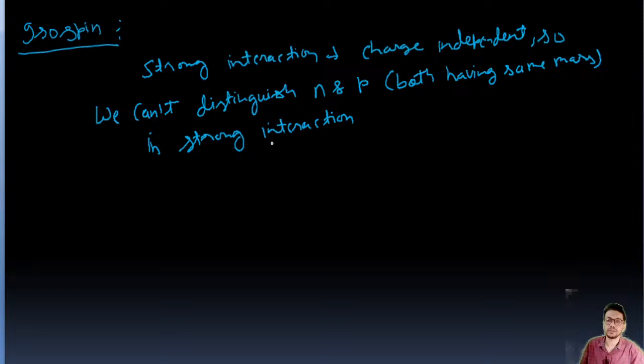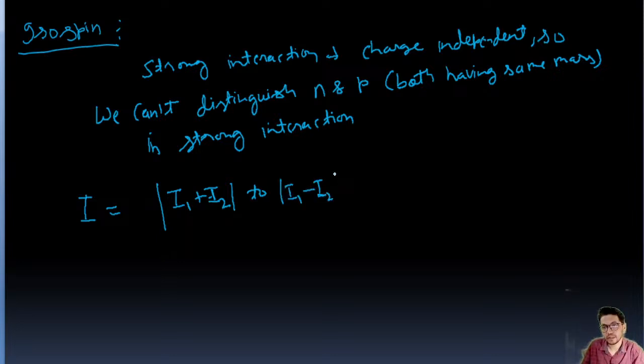So that's why the isospin for N and P is the same. Now, isospin is denoted by I, and its value ranges from mod of I1 plus I2 to mod of I1 minus I2.